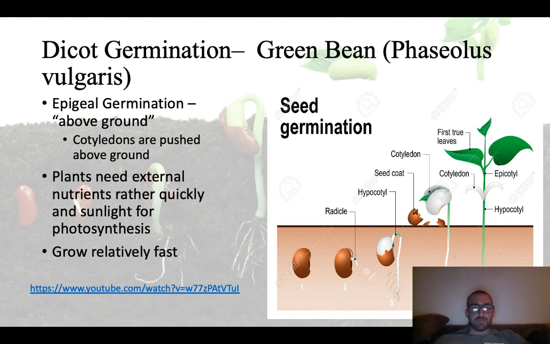So again, the first beginning steps are the same. The seed takes in water, it imbibes water, that kicks off all this metabolism. The first structure to emerge is the radicle. The radicle begins to grow downward, that is the primary root. Secondary roots can branch off from the radicle. The difference here is that instead of the plumule growing up through the seed, we have the emergence and elongation of this hypocotyl.